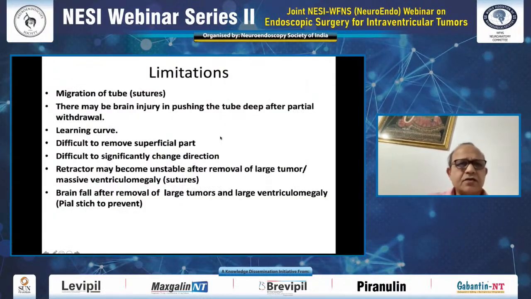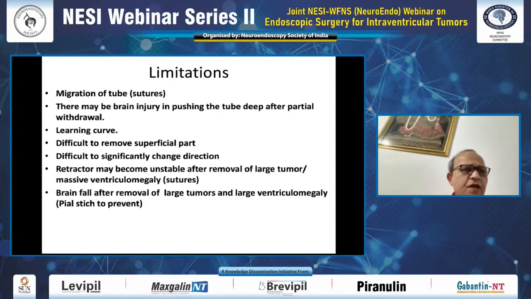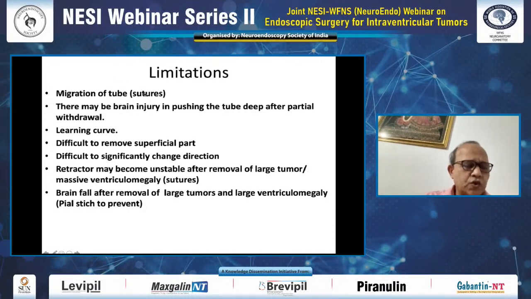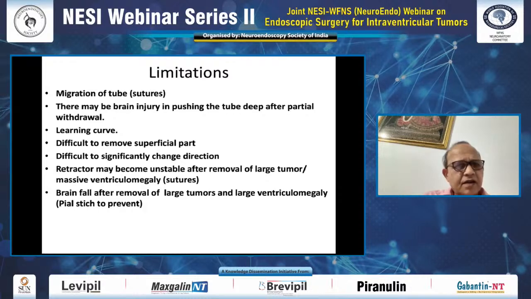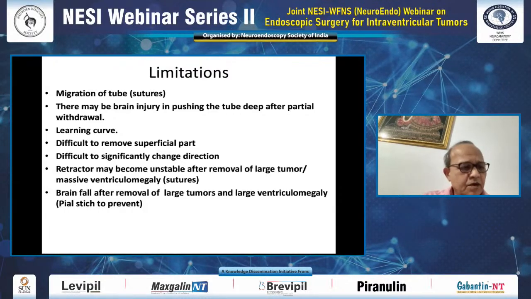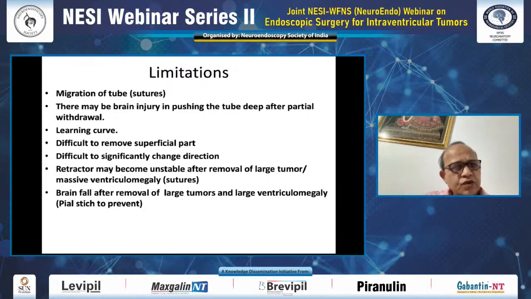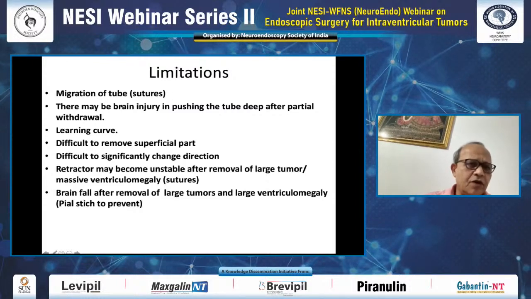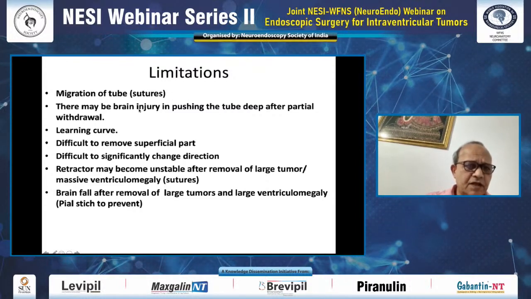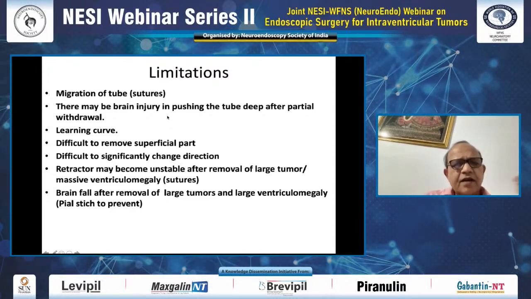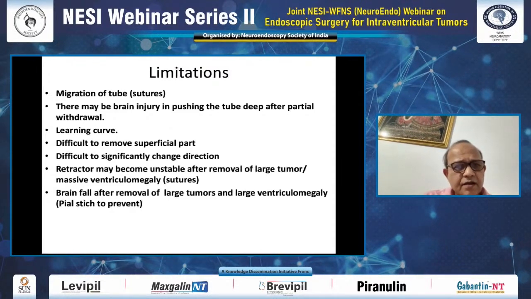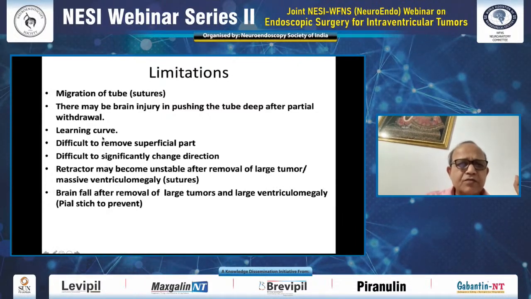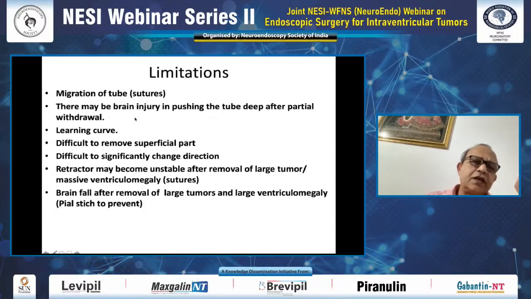But there are limitations of the tubular retractors which we use. Migration of the tube may occur. So to prevent that, we use 2 sutures at the proximal end and keep them on the drapes. And using these sutures, you can even angulate the tubular retractor if required. There may be brain injury if accidentally the tubular retractor comes out, and when you try to push it inside. So if it comes out, then you introduce it again using a nasal speculum.